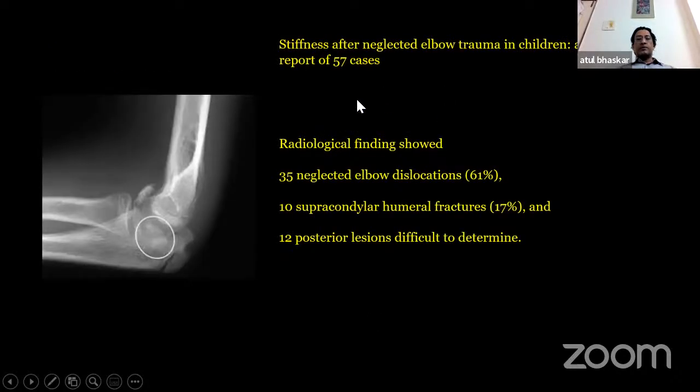So just a couple of examples. This is a child who had a stiff elbow following a post-traumatic injury, and many of the cases occur, as per literature, in case of neglected trauma. And most of them, you get a case of neglected elbow dislocations leading to stiffness, both intra-articular as well as extra-articular. You can also get stiffness in supracondylar fractures post-operatively, or they're malreduced. And sometimes certain lesions are difficult to determine, especially medial epicondyle injuries. So if this child has got a medial epicondyle fracture which is trapped inside the joint.